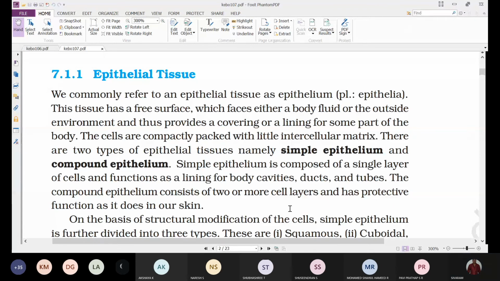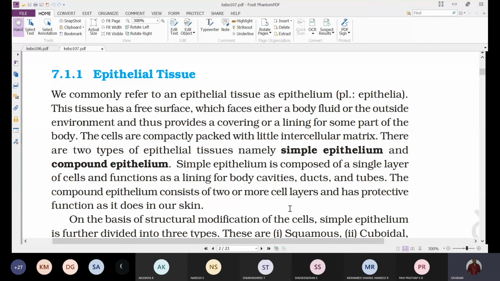It is present on the inner side where fluids are flowing. So this tissue usually covers different parts of the body, facing either a body fluid or the outside environment, providing covering or lining for some part of the body.